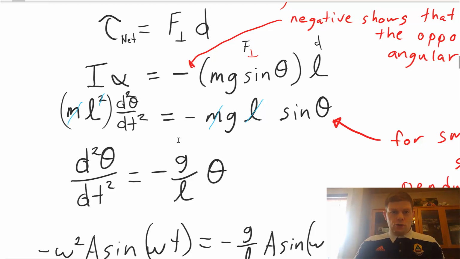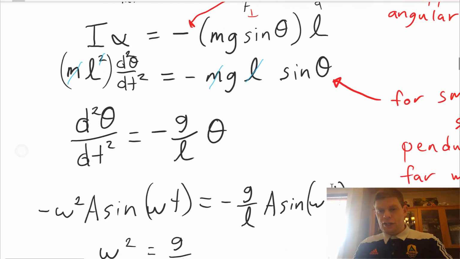Now, once we move everything over to the other side and replace sine theta with theta, it looks like this, which should look very, very much like what we had with masses and springs. Instead of x, we have theta. Instead of k, we have g. And instead of m, we have L.